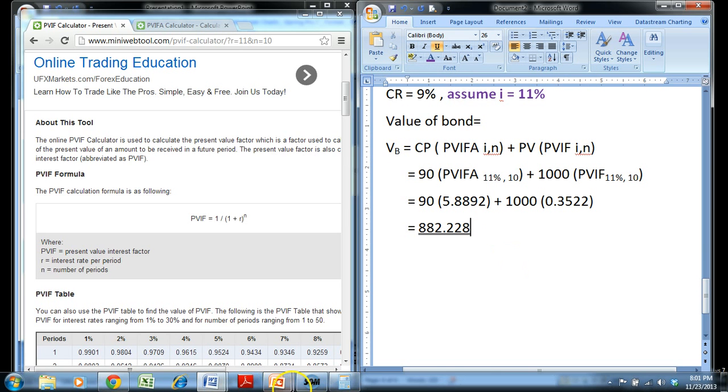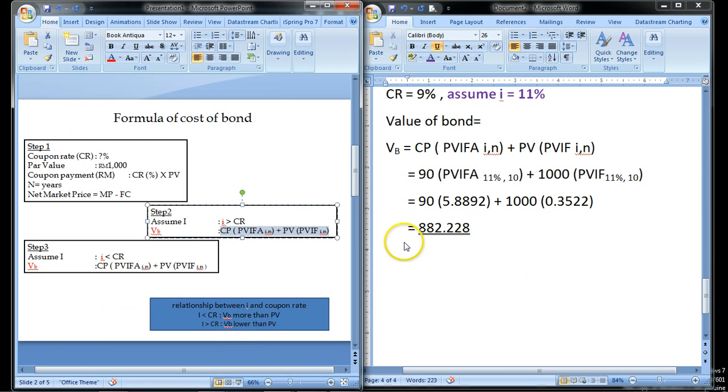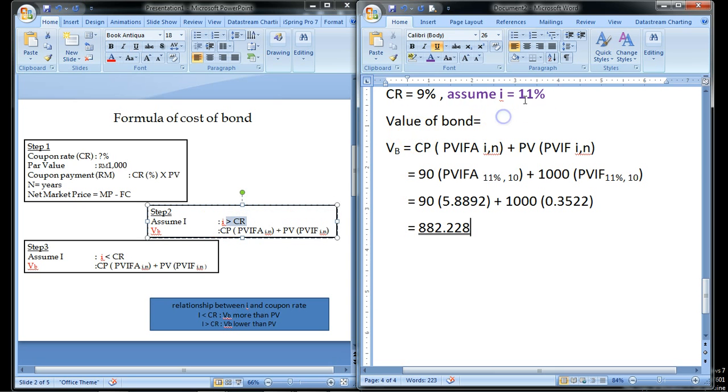How to check your answer? Come, I want to show you how you want to check your answer. Now class, when you use your I higher than coupon rate, now you're assuming your I is higher than coupon rate. I repeat, where to get 11% is up to you. It's based on your assumption. You can use 12%, you can use 13%. But my recommendation, please assume your I higher than 2% only.